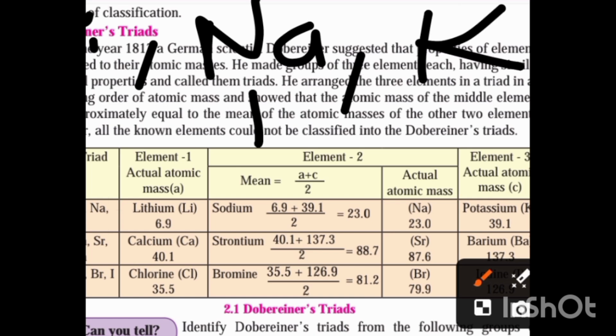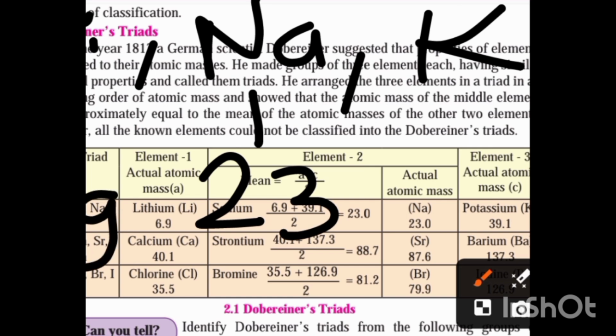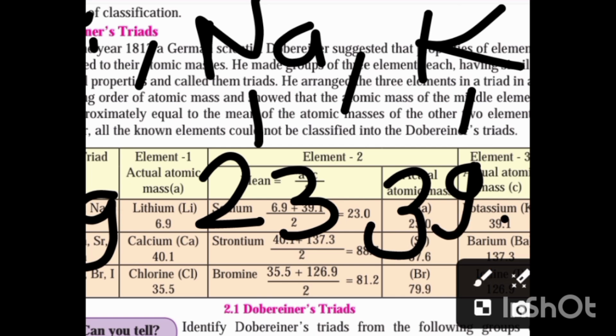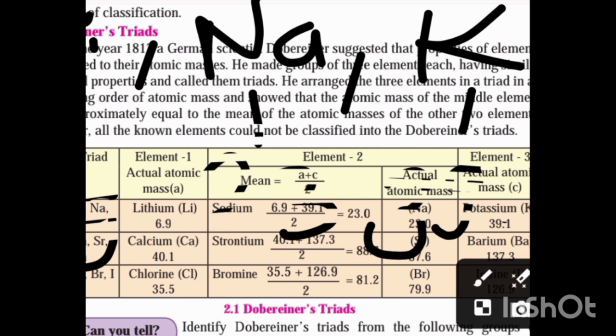What is the atomic mass of sodium? That is 23. What is the atomic mass of lithium? 6.9 at that time, and potassium is 39.1. So if we are going to take the mean of this, let us do the mean.